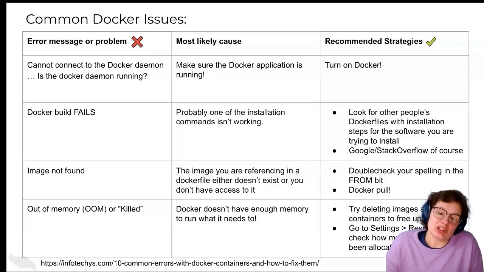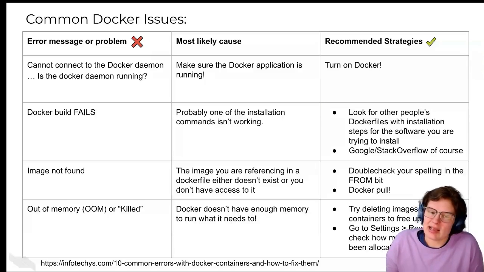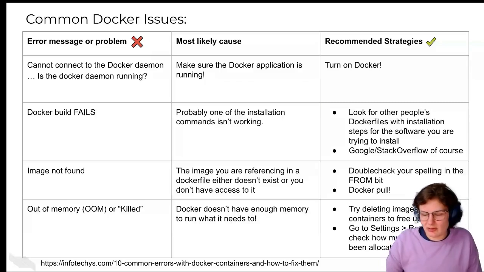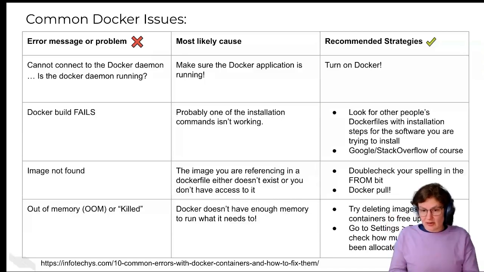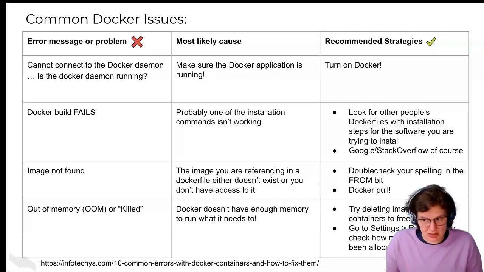All right, image not found. Okay, you're going to want to pay attention to this one. It probably means that the image you're referencing in the Dockerfile, remember how we used a FROM to specify what Docker image we wanted as a base? It probably doesn't exist, or you don't have access to it. So double check your spelling in the FROM part of your Dockerfile, and try to docker pull it. See if you can find it. Maybe they removed an image that you had before. I don't know. Try to find it online.